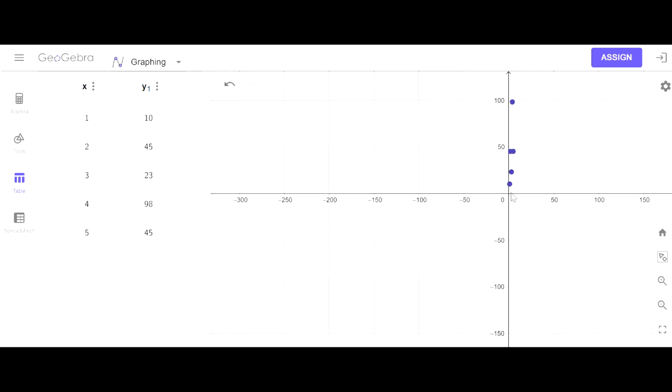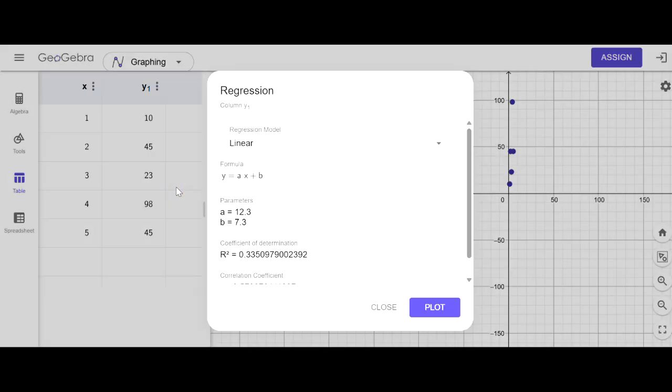Okay, so here's my random points. My points don't make a straight line, but that's because I was just throwing random numbers in there. We're going to come over here to the Y1 and click on the three dots to get a drop-down menu, and we're going to go regression. We need to make sure this is set on linear. And then it comes down here and it says our formula is y equals ax plus b. We're used to this being an m, but it doesn't matter what this variable letter is, so don't stress.